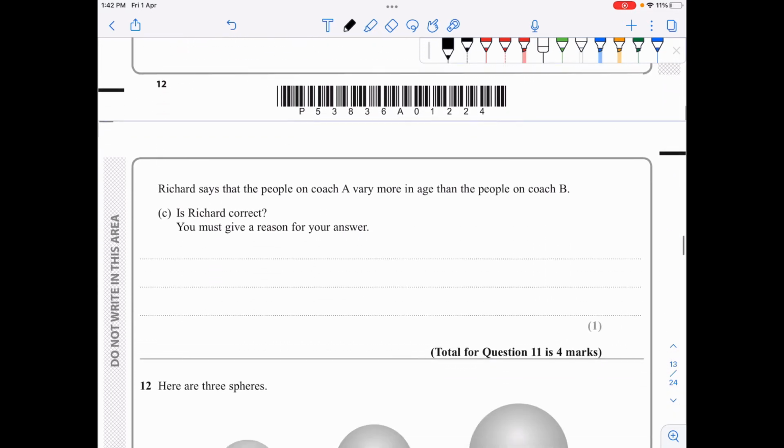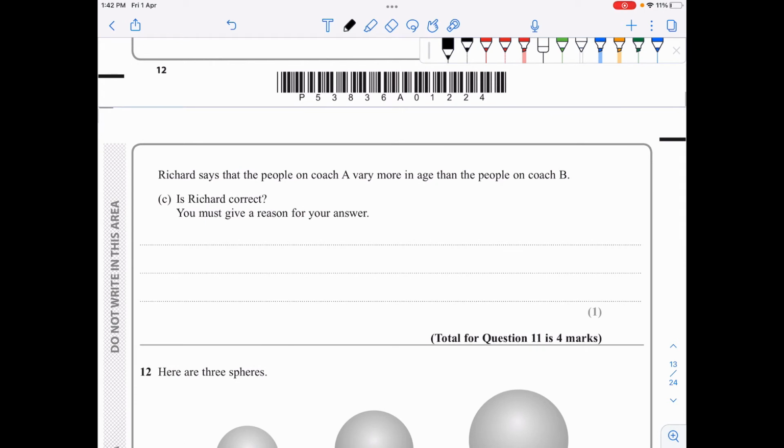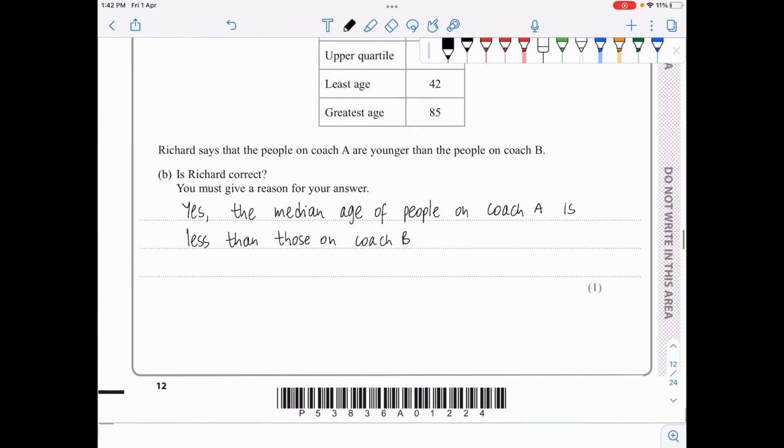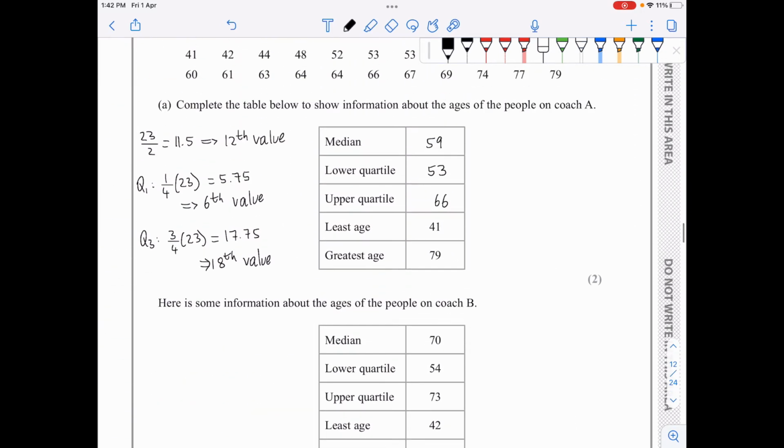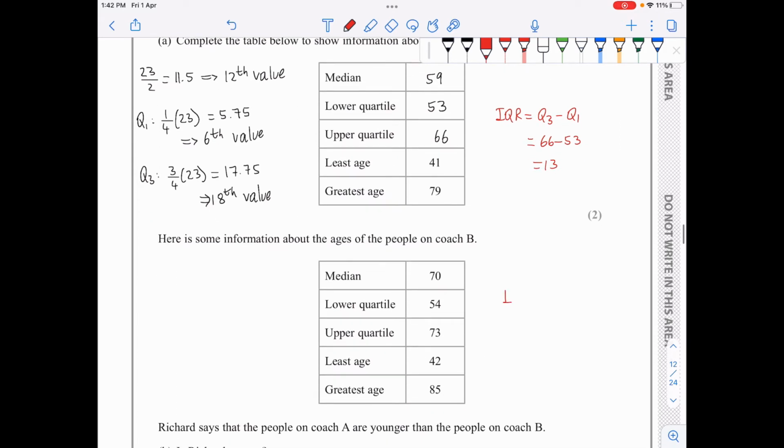And then if we turn the page over, Richard says that the people on coach A vary more in age than the people on coach B. Now there is a mention of variability or dispersion here. I should be looking at the interquartile ranges. If I go to coach A, the interquartile range, the difference between Q3 and Q1, is 66 minus 53, which is 13. And for coach B, the interquartile range is 73 minus 54, which is 19.